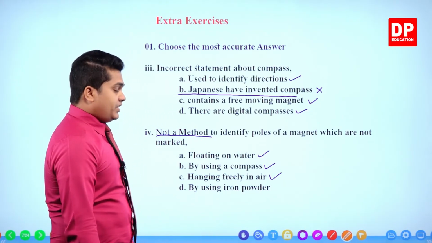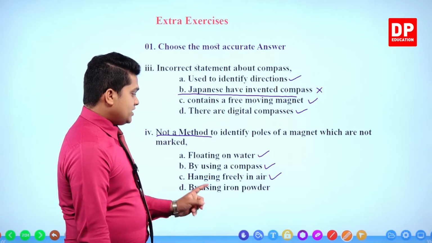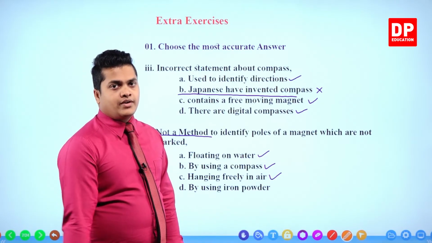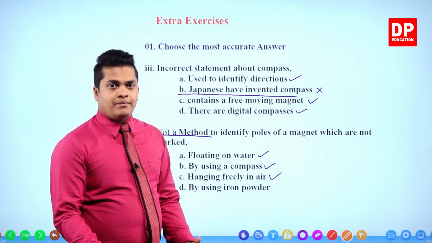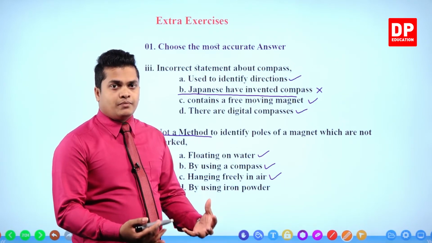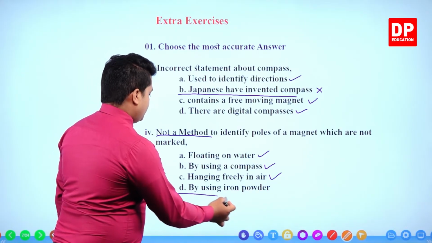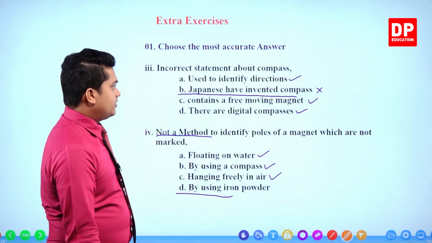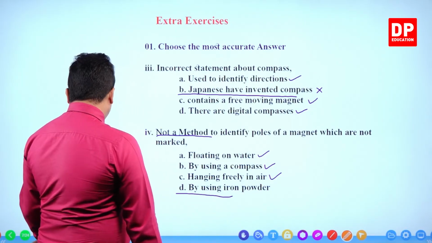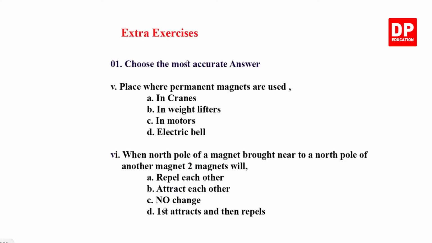Then the fourth one should be the incorrect one. We'll see, by using iron powder. So that's the incorrect one. By using iron powder we can't find out the poles, right? So that is the incorrect one. So we'll move on with the next question.